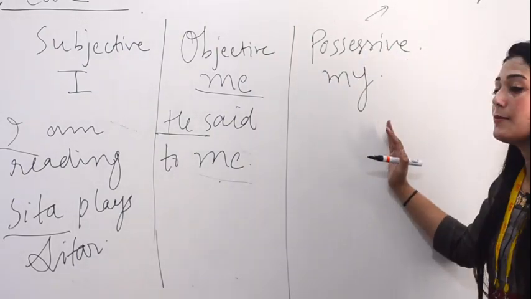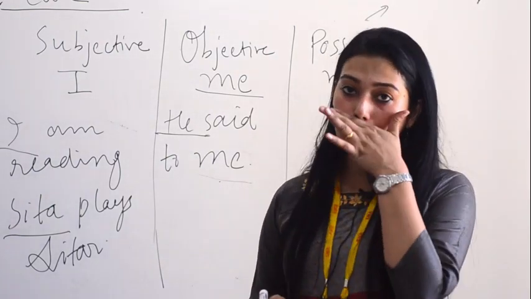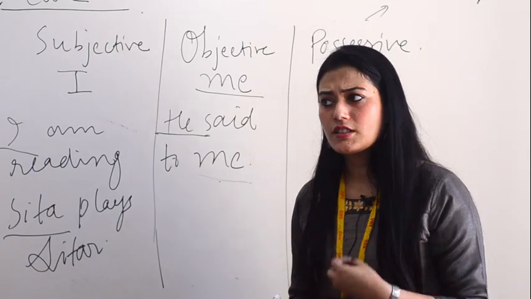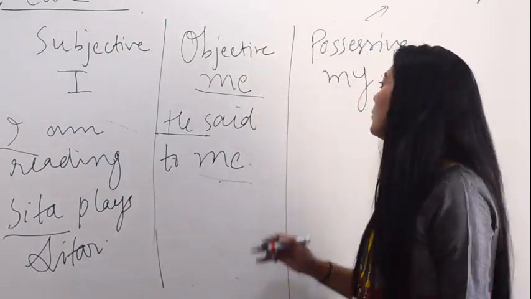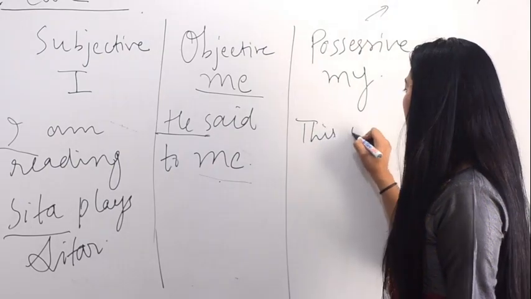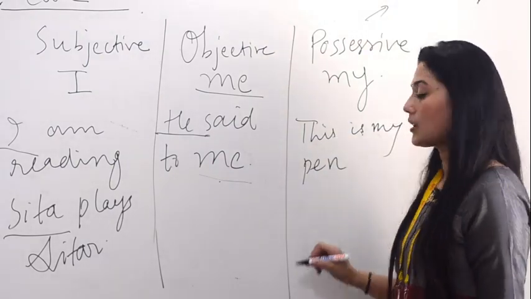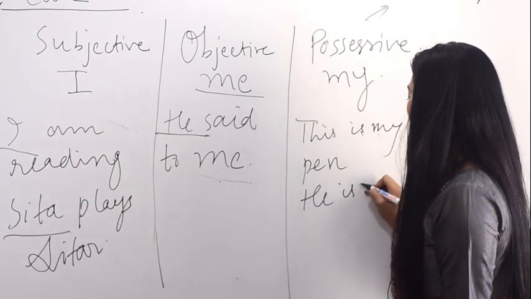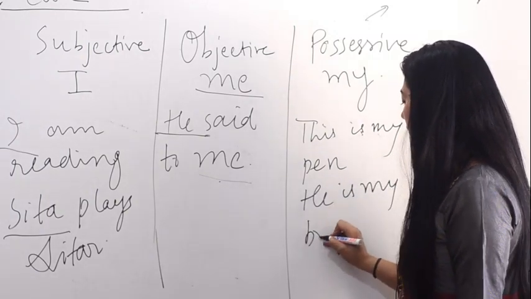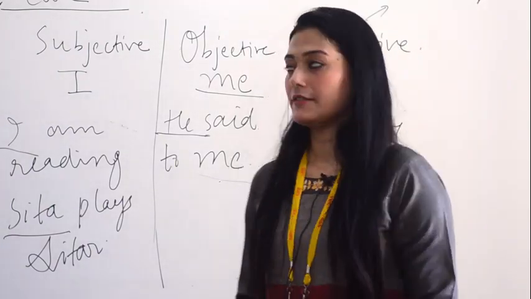In the same way, in possessive case, when we show some relationship or some ownership with some person or object or anything, we use possessive case. For example, this is my pen. He is my brother. All right.